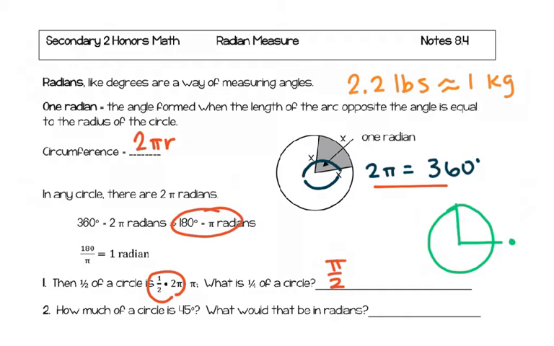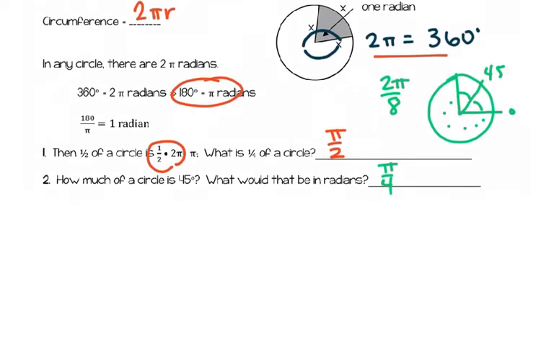This is 90 degrees, so 45 would be halfway in between. How much of the whole circle is that? We've got 1, 2, 3, 4, 5, 6, 7, 8. That's an eighth of a circle. So if I take 2 pi divided by 8, in radians, 45 degrees would be the same thing as pi over 4. Now another way that you can do that is use our formula.